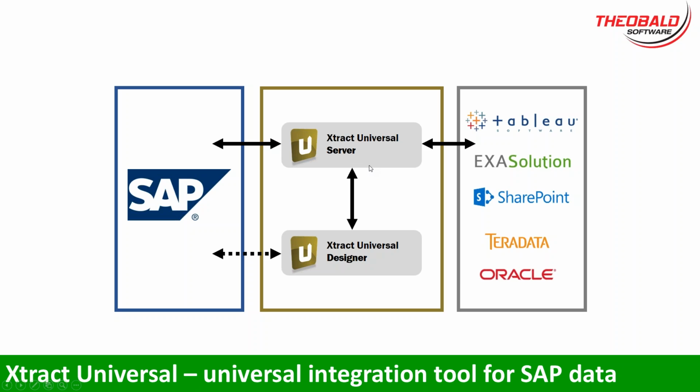We integrate here with Extract Universal. That's our middleware to get the data from SAP to the destination, and therefore it's a client-server architecture. We have an Extract Universal server, which can be installed on a separate server, or also on the server where the destination software is located. And we have an Extract Universal Designer, which can be locally installed on your Windows environment, and which is for configuring or creating the extraction. I'll show you afterwards in the live demo how that works.